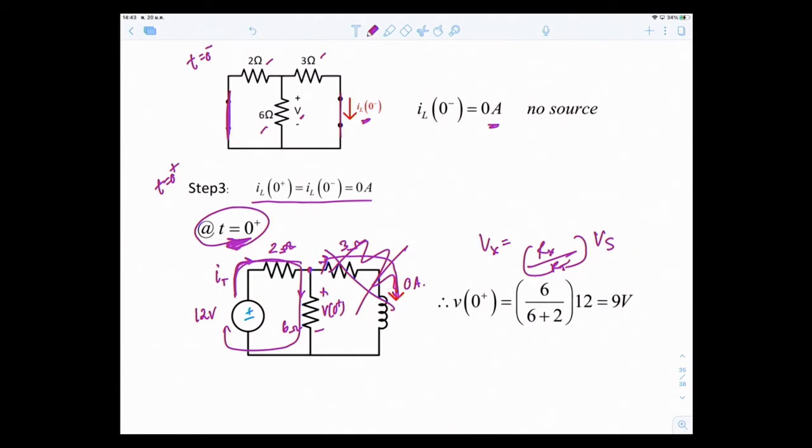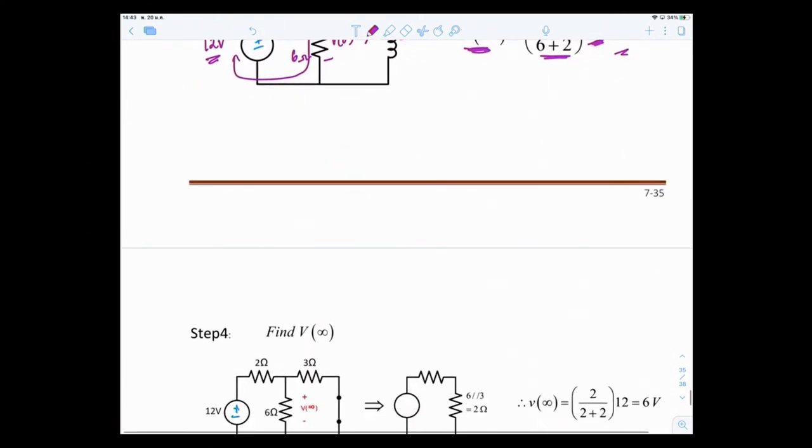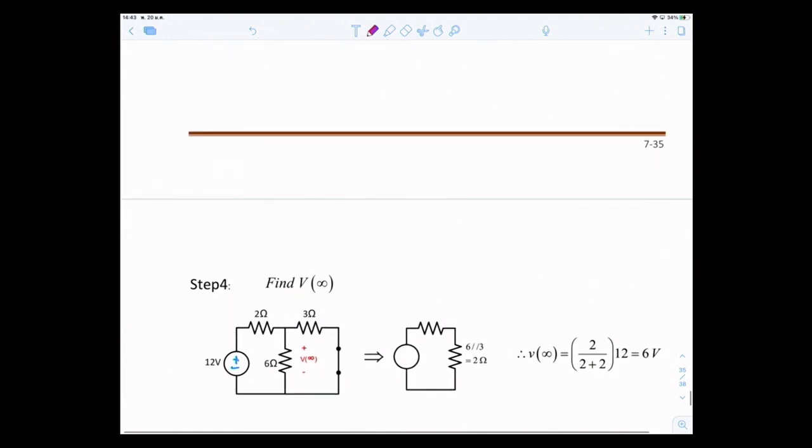Well, we want the voltage drop across 6 ohms, so Rx is 6. V0 plus, the V across the 6 ohm, is divided out from the 12 volt source. The 12 volt source gives the voltage divided amongst the 2 ohm and 6 ohm in series, so 6 plus 2. So the answer is 9 volt. So we have V0 plus equal to 9 volt. Okay, next step, V at infinity.